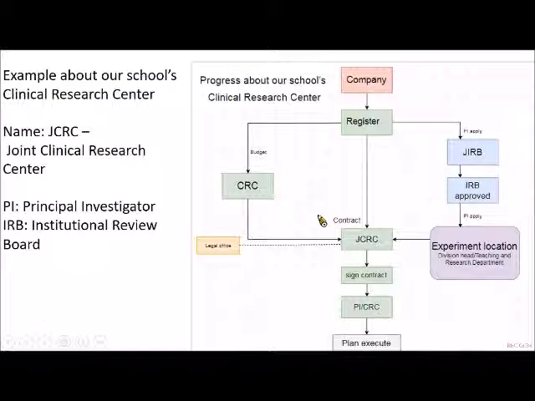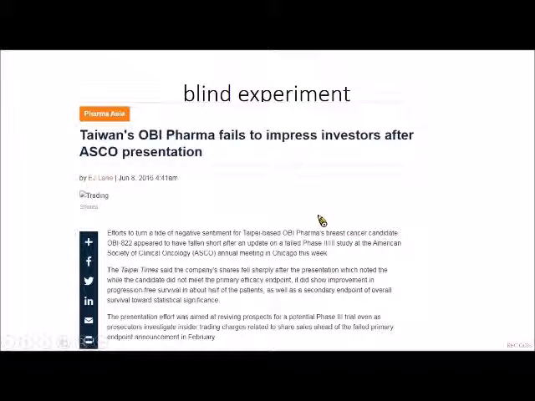And here is an example about our school's clinical research center. It is called the Joint Clinical Research Center. PI means Principal Investigator. IRB is the Institutional Review Board. And here is all of the progress. So, did Halding pass the clinical trial phase 3? No, they did not. Unfortunately, after blinding experiments, their new drug didn't prove significantly better than the current treatment.